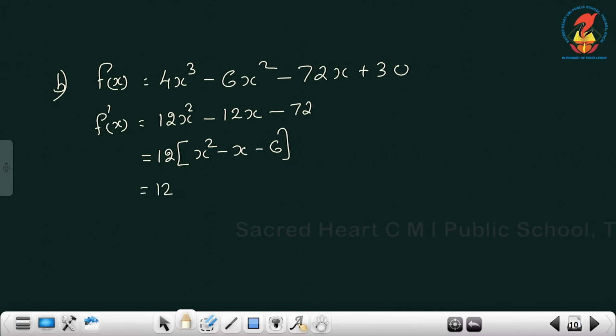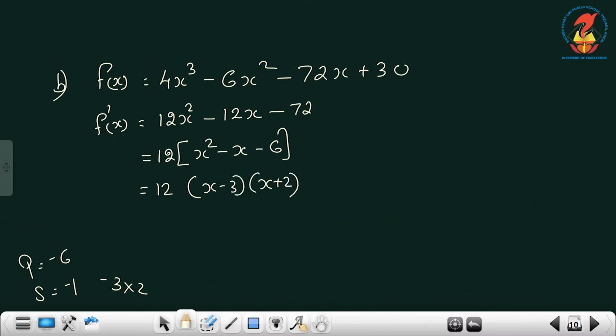Can we factorize the bracket? Product is minus 6, sum is minus 1. So what are the numbers? 3 into 2 is 6, so minus 3 and 2. So we can write x minus 3 into x plus 2. Okay, so this is the simplified form.